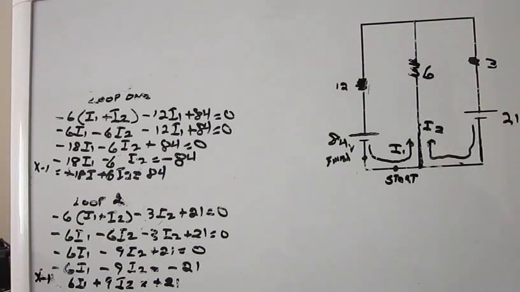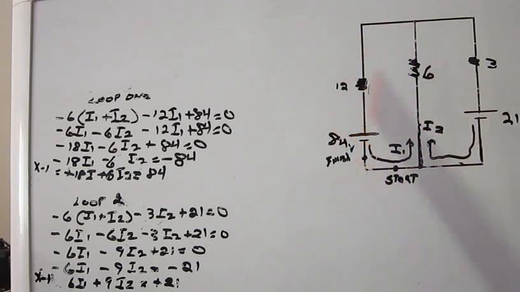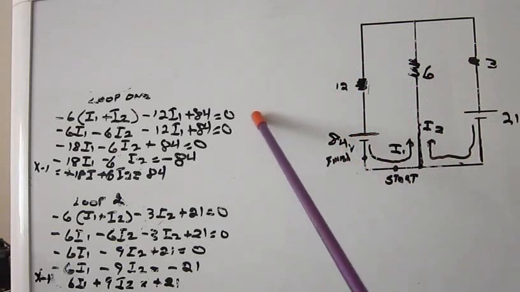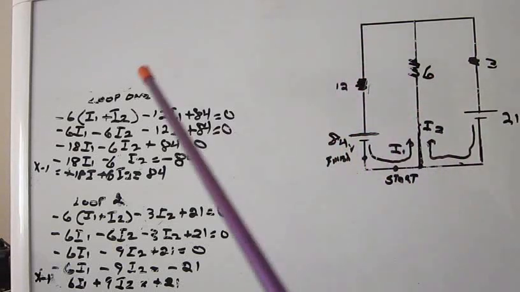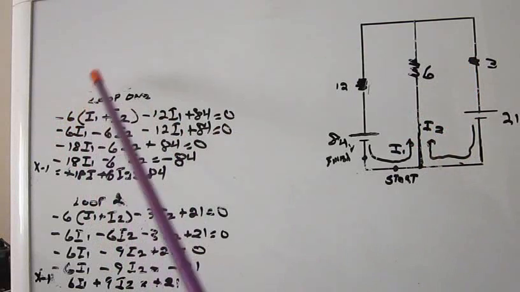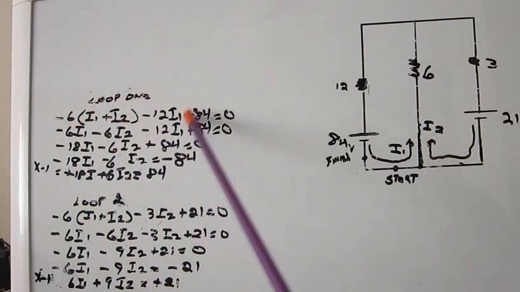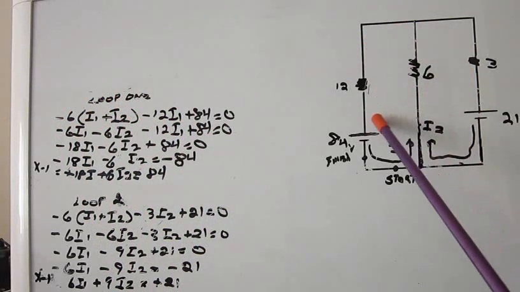Now reviewing again, the whole secret behind these loop equations and this method of solving a complex circuit is Kirchhoff's voltage law, and that's the application where the voltage drops plus the voltage rise, in this case 84 volts, is equal to 0. That is shown here. Now through the 6 ohm, we have both loop currents, I1 and I2. So that's why we say minus 6 times the quantity I1 plus I2. Minus 12 I1 plus 84, as you see here.